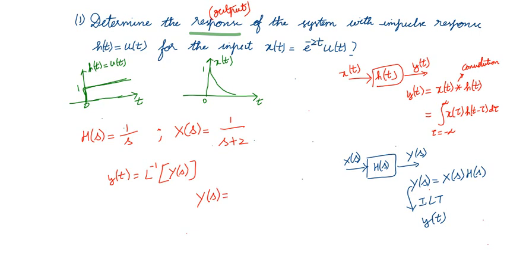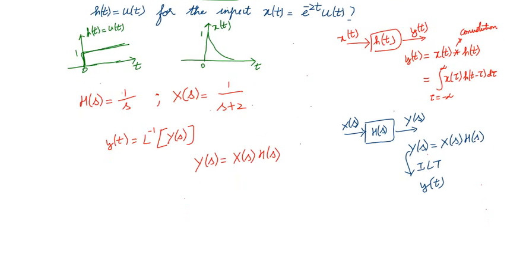Y of s is equal to the input multiplied with the system function, right? So we can multiply these two. It becomes 1 divided by s plus 2 multiplied with 1 divided by s. So it is 1 by s times s plus 2. Okay, so we can take partial fraction, A divided by s, B divided by s plus 2.